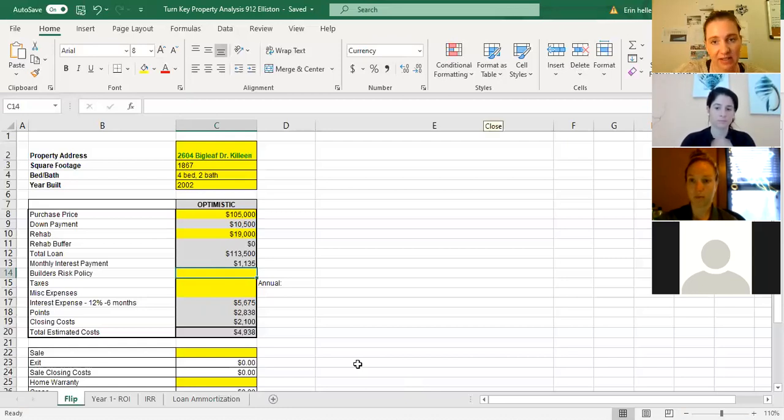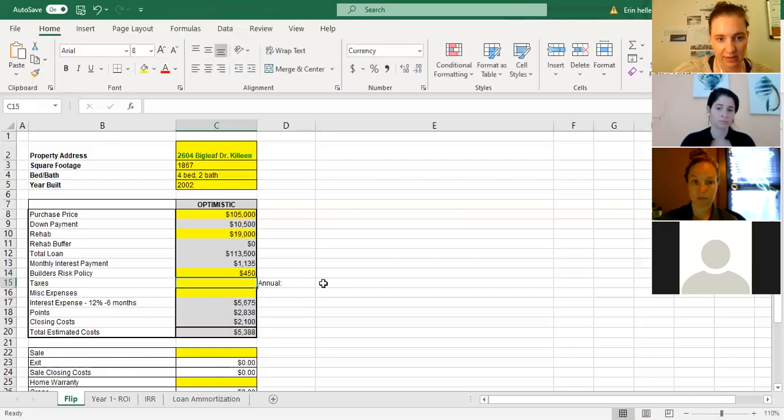But again, it kind of depends on the property. If you can, like in this case, get conventional money right from the beginning and get that $640 payment in the beginning, that would be ideal, because you're not paying closing costs twice, and you're not having to deal with the process of refinancing. So builder's risk policy, in this case for this property, I would say $400 to $450, and that's just based on experience. That's a 6-month policy.